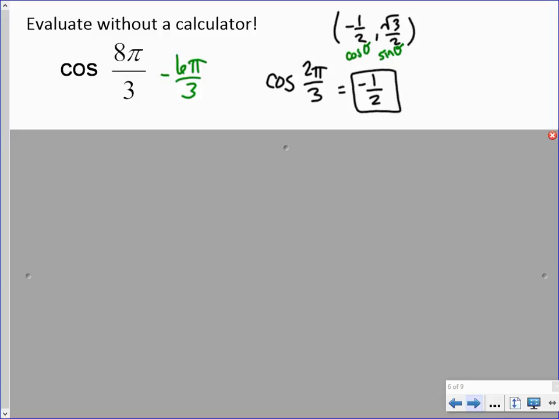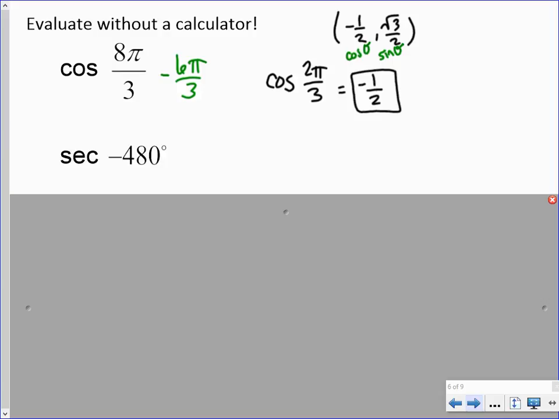Can you evaluate this one for me, please? The secant of -480?